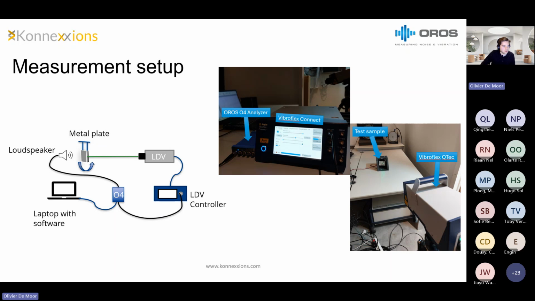So for the measurement setup that we will show later, there will be a metal plate which we will excite with a loudspeaker, and we will send a multi-sine signal from the Oros analyzer to the metal plate, and we measure with our laser vibrometer. This will be a helium-neon laser vibrometer, an infrared laser vibrometer, and an infrared vibrometer with QTec technology. And the vibration output of the laser vibrometer will then be connected back again to the Oros analyzer. So we will excite and measure both in the Oros platform. Okay, so now I will go to the live demonstration.